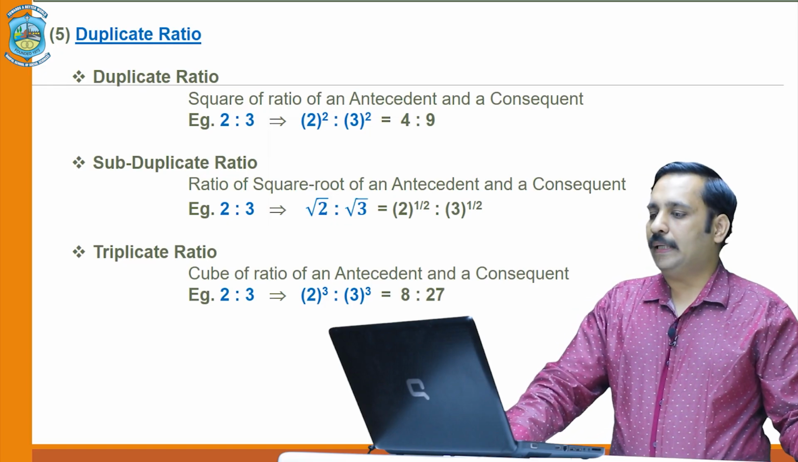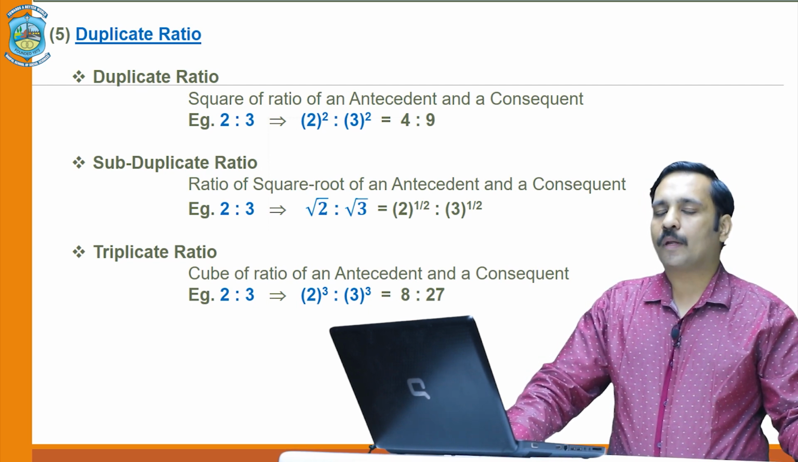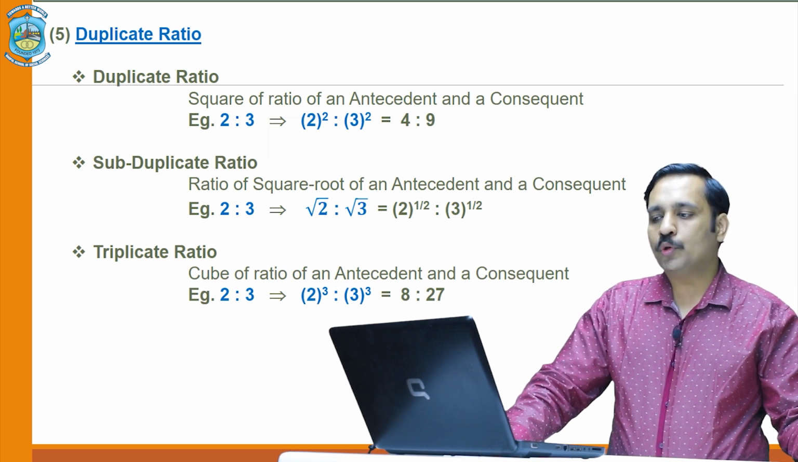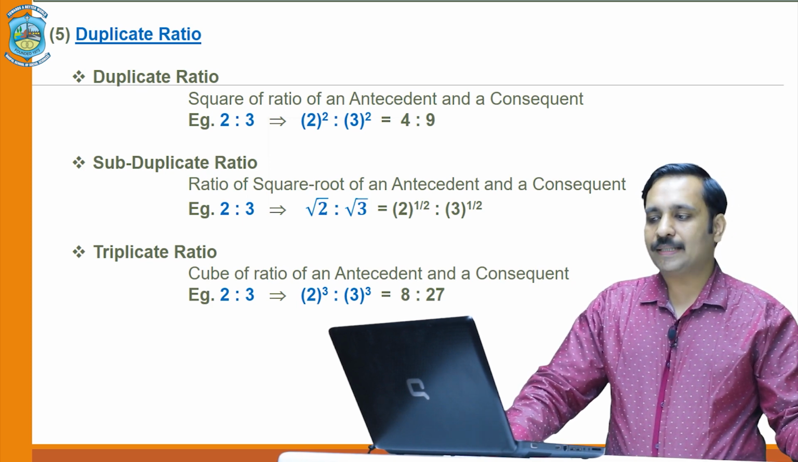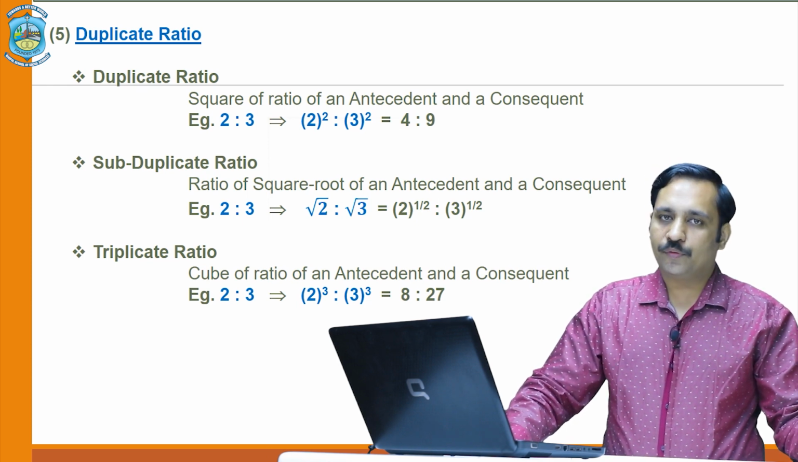The next ratio is triplicate ratio. Here we take the cube of a ratio of an antecedent and a consequent. For example, we have 2:3. If we take a ratio of 2 cube is to 3 cube, that is 8:27, we say that this is a triplicate ratio of 2:3.